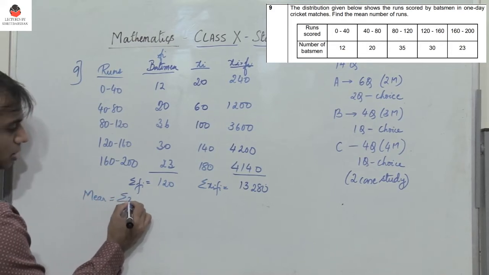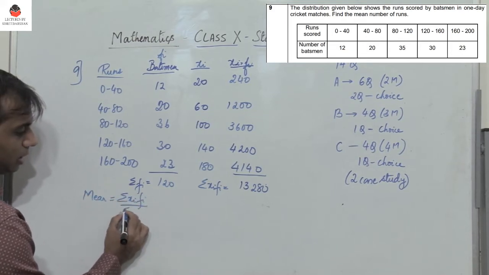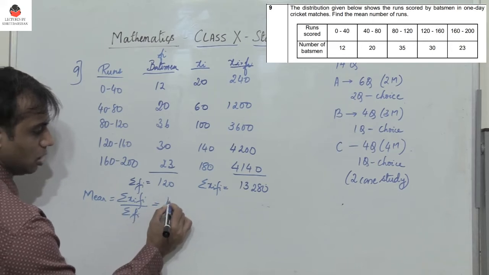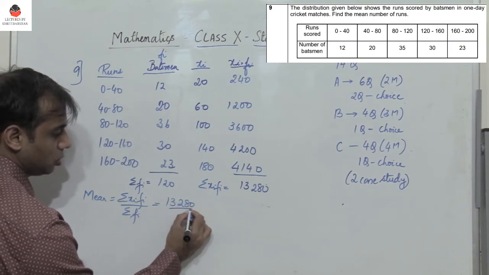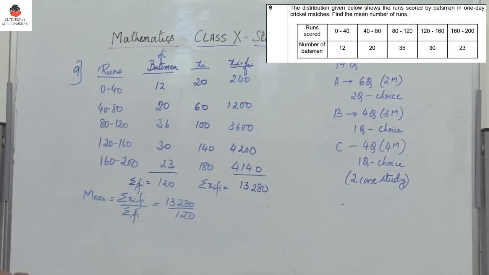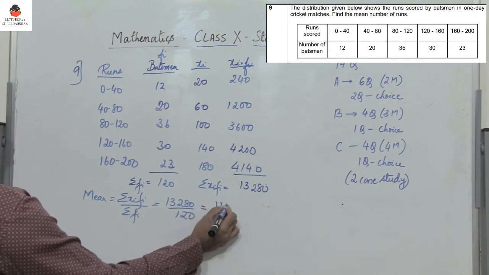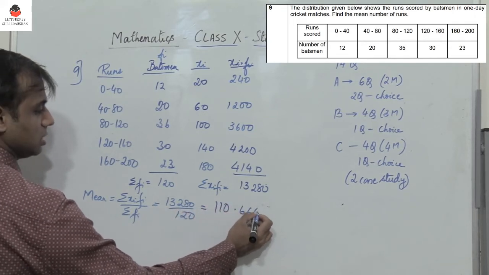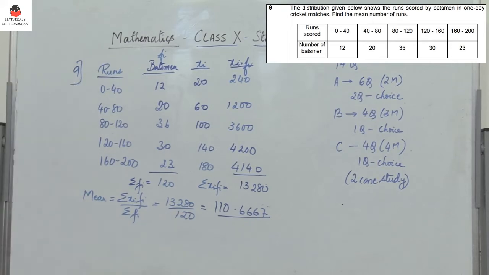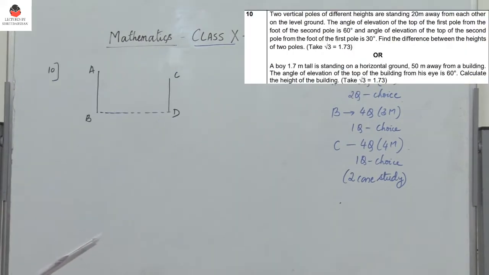Mean is summation Xi divided by summation Fi, which is 13280 divided by 120. So you get the value as 110.6667. Right? So this is the mean value. A very simple problem. Problem 10, there is an internal choice.